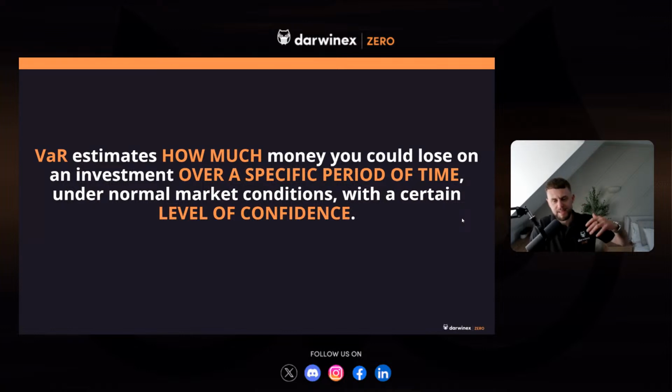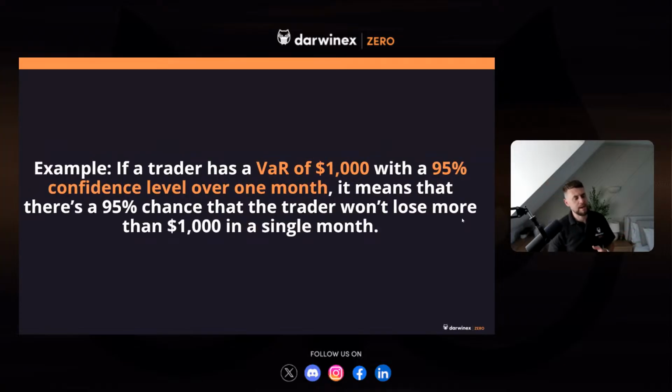Now, I appreciate that sounds like gobbledygook at this point. So we do have an example to kind of break it down and help you understand what this means in a little bit more detail. So if we get the example up, if a trader has a value at risk of $1,000, or let's substitute that for 6.5% in this example, with a 95% confidence level over 1 month, that basically means that there's a 95% chance that that trader won't lose more than $1,000 or 6.5% of the account balance in any single month.